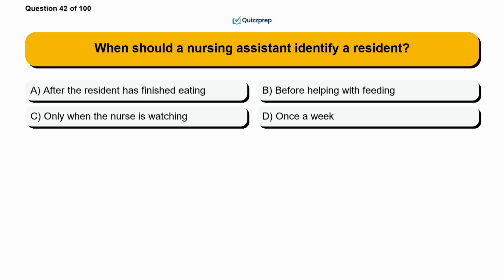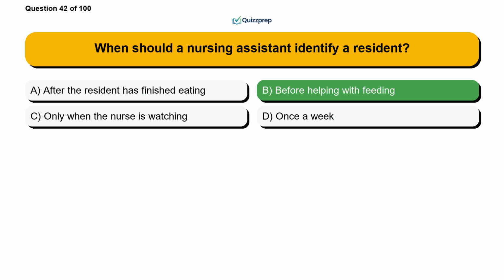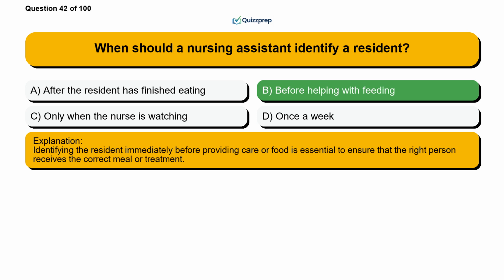Option D, once a week. The correct answer is option B, before helping with feeding. Identifying the resident immediately before providing care or food is essential to ensure that the right person receives the correct meal or treatment.